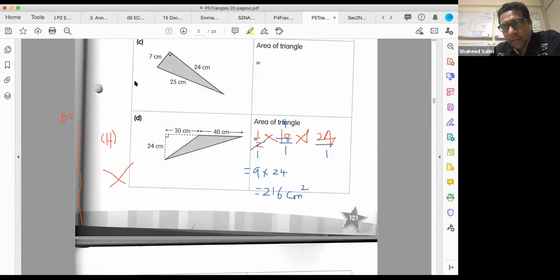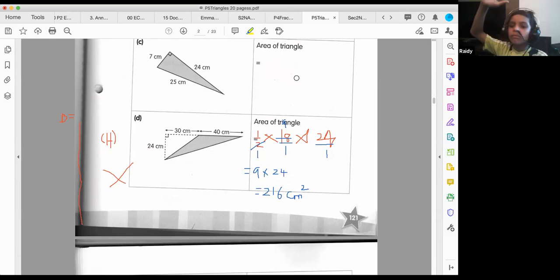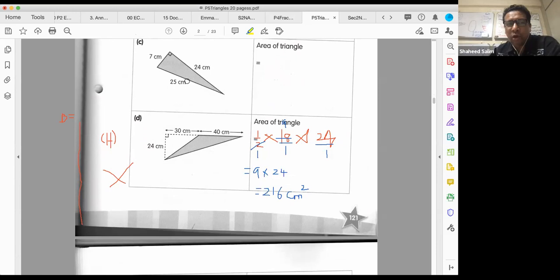You must find out again: there are 2 lines that meet at 90 degrees. One is a base, one is a height. I tell you what, which one do we cancel? You ask yourself, which number do we cancel? Do we cancel number 7? Do we cancel number 24 or 25? Which one?